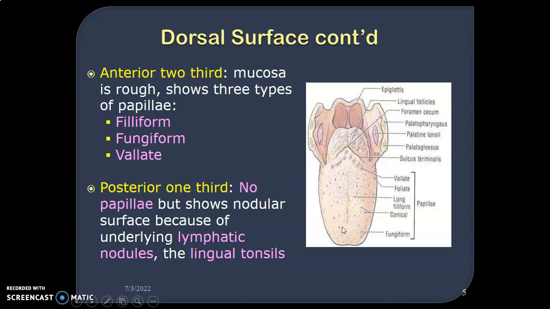The dorsum of the anterior 2/3 of the tongue is usually rough because of the presence of papillae. So we have different papillae: fungiform papillae, foliate papillae, and the vallate or circumvallate papillae, and these are arranged anterior to the V-shaped sulcus terminalis. The posterior third has no papillae, though it shows lymphatic nodules, which you call the lingual tonsils. It contains lymphoid follicles that guard the oropharynx against microbes or pathogens.